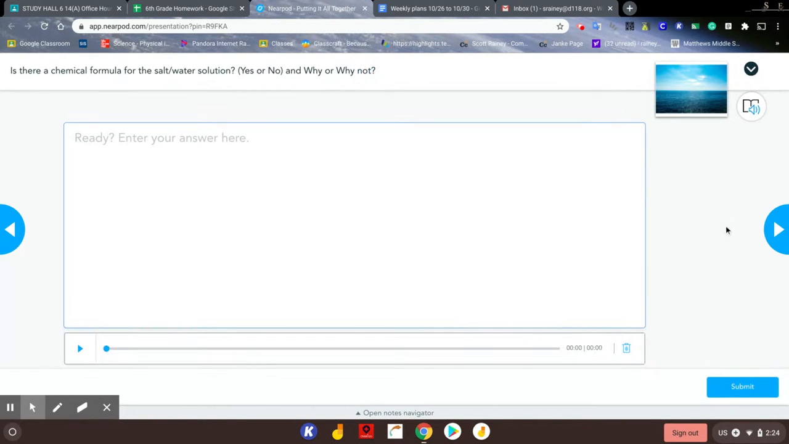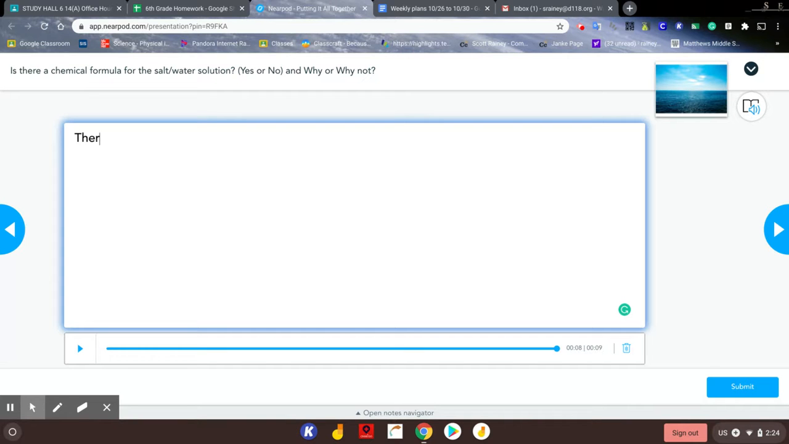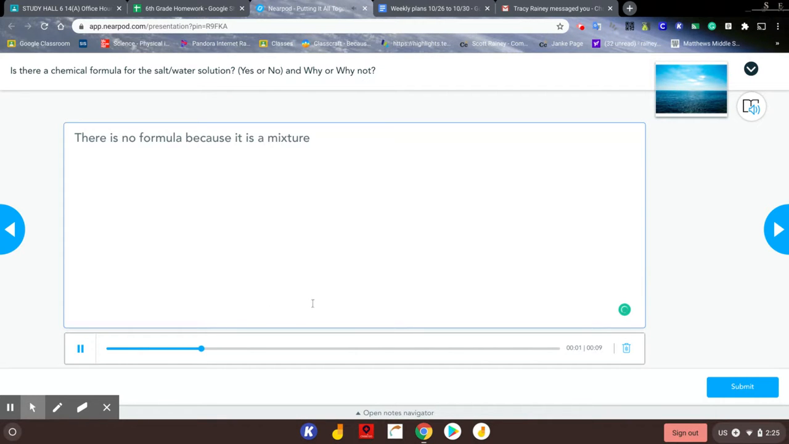Okay, so now I had a solution of water and salt. Is there a formula for that? Yes or no? Why or why not? And I recorded there is no formula because it is a mixture, and mixtures are combined physically. The answer I recorded: there is no formula for the salt and water solution because it is a mixture. The materials are not chemically combined. Okay.